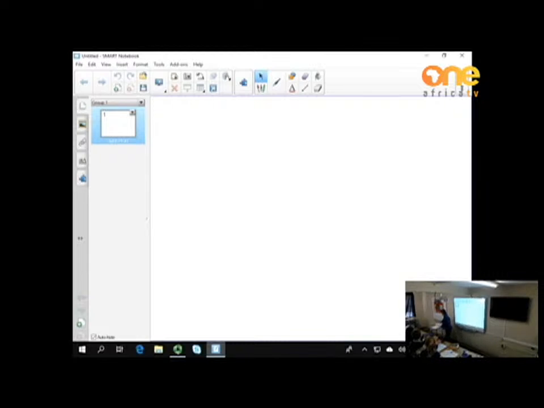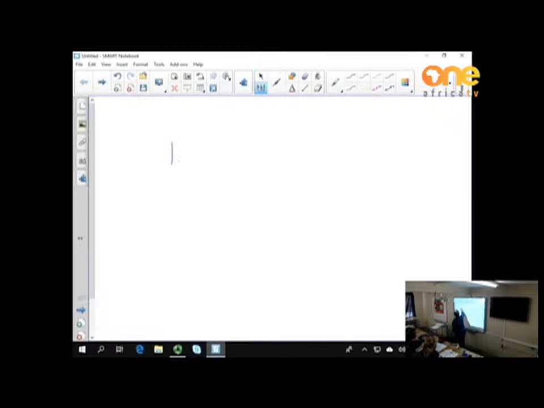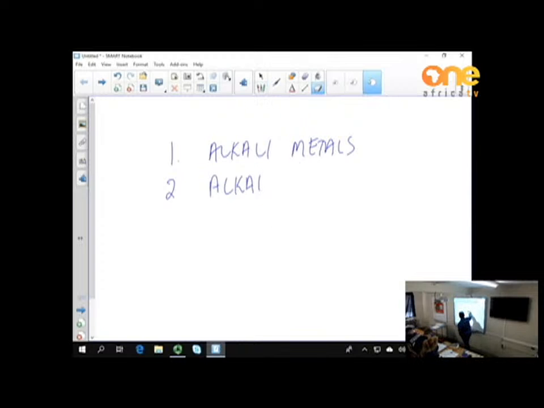If you look in your textbooks there on page 40, you will see the first few bulleted points. They say group 1 and 2 metals are called alkali metals. Group 1 is the alkali metals. Group 2 is known as the alkaline earth metals.